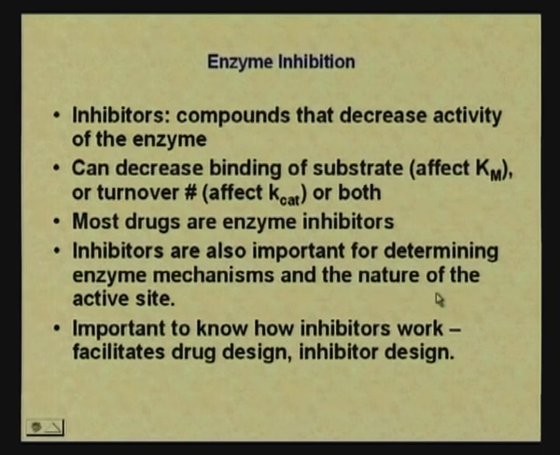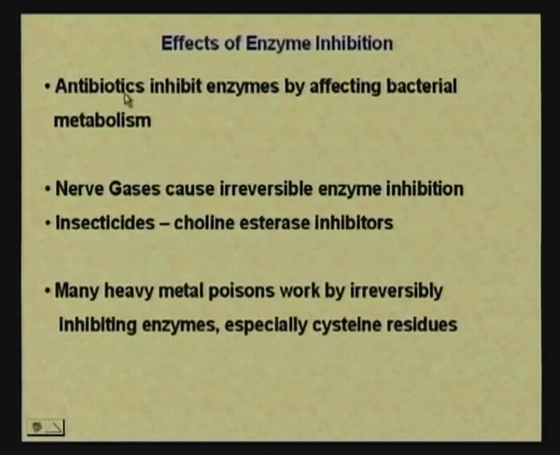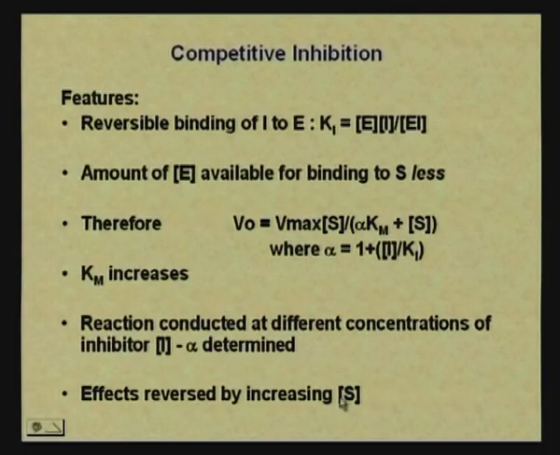Inhibitors are also used to determine enzyme mechanisms and also for the nature of the active site. Okay? And of course, it is extremely important to know how these inhibitors work, because this can facilitate drug design and inhibitor design. Okay? For example, what are the effects of enzyme inhibition? The antibiotics inhibit the enzymes by affecting bacterial metabolism. Okay? So, if I increase the substrate concentration to a large enough value, then the free enzyme can react with the substrate to form the normal products in the normal way it would.